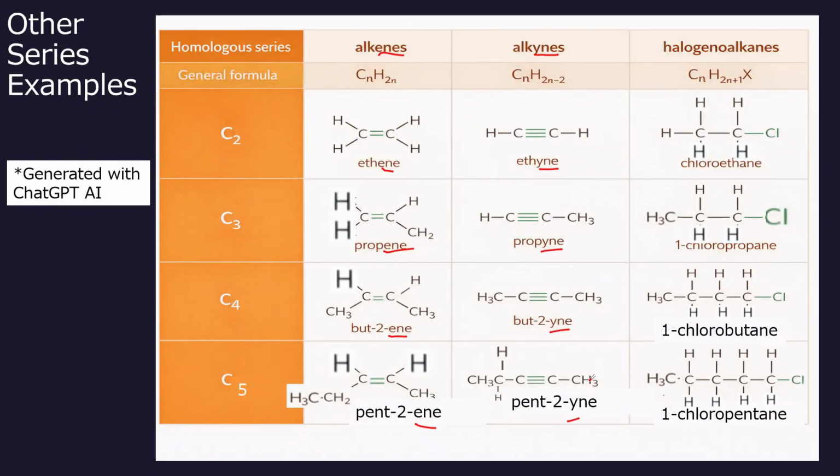Anyway, halogenoalkanes, CnH2n+1X: chloroethane, chloropropane, chlorobutane, chloropentane. So we get the halogeno being whatever the halogen is. In this case, I chose all chloro. This becomes a prefix instead, something you'll have to get used to and memorize. It doesn't become a suffix. The suffix just remains the alkane name, -ane, and the root tells you how long this chain is. Alright, not too bad.